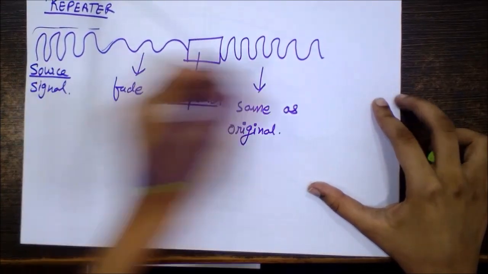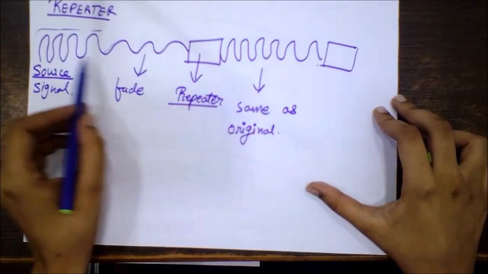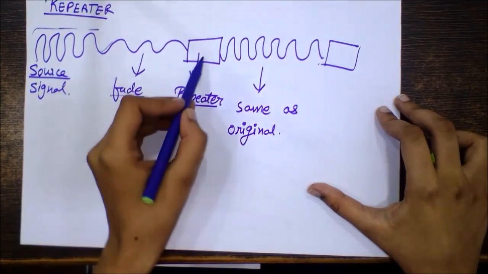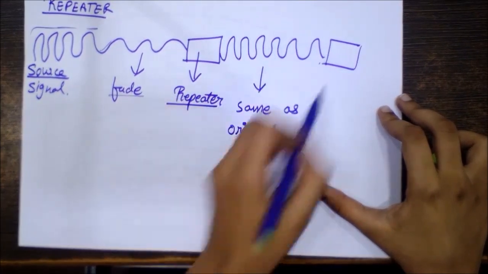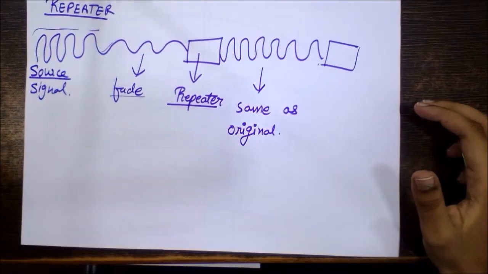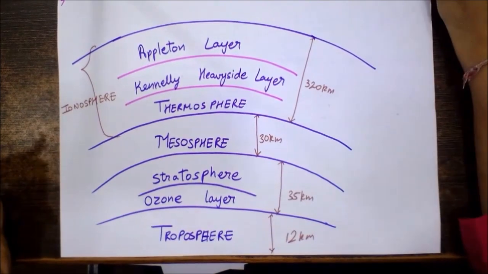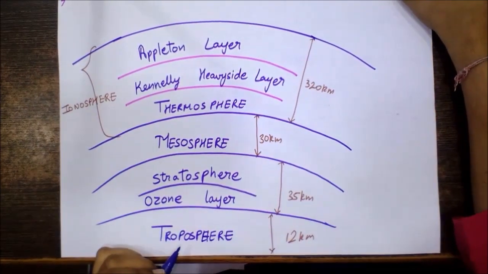It starts fading, and over here I have my receiver. So when my signal starts fading, I use a repeater. This repeater will bring the same signal back to the original signal, and then it will be received by the receiver. Okay, so now we'll see the different layers of the atmosphere through which communication can take place.